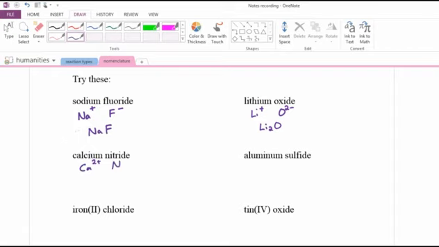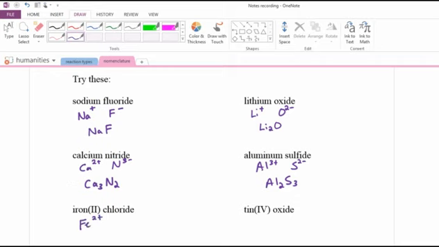Calcium, Ca. It's in group 2, so it's a +2. Nitrogen needs to gain 3 electrons, so we have a -3. Crisscross, and that's what we get. Aluminum is a +3 charge. Sulfide is a -2. So we get Al2S3.